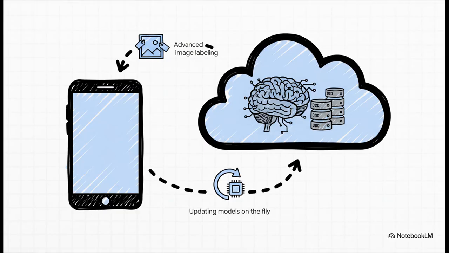But okay, what if you need to do some really heavy lifting? Like, what if your app needs to identify not just a car, but the exact make and model? That's where Firebase ML comes into play. It lets you tap into the massive power of Google's cloud servers for those super complex tasks. And get this, you can even update your AI models on the fly without ever forcing your users to download an app update. It is like having a supercomputer in your back pocket.